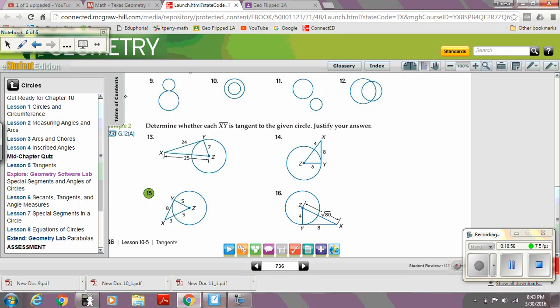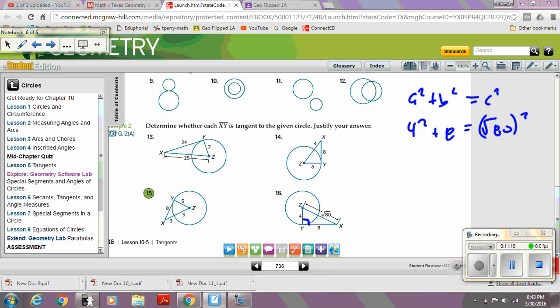All right, on number 16, same concept. Prove Pythagorean's theorem. C is the square root of 80. A and B are 4 and 8. 4 squared is 16. 8 squared is 64.